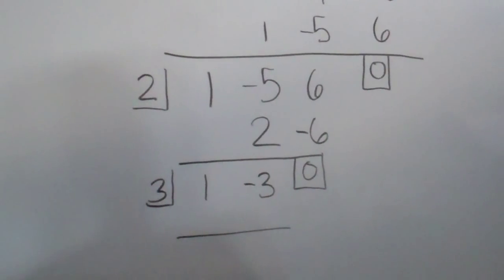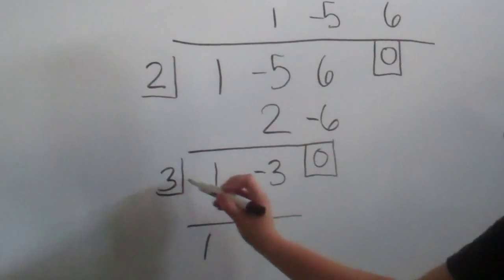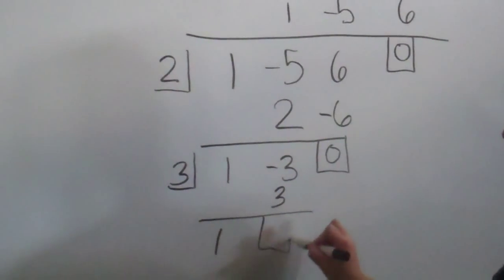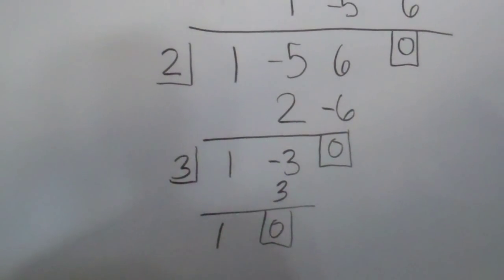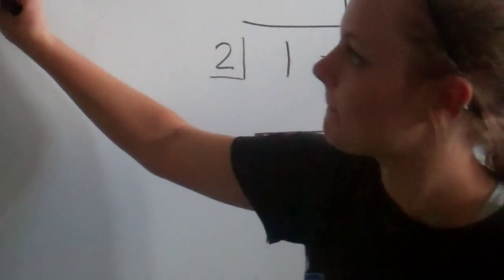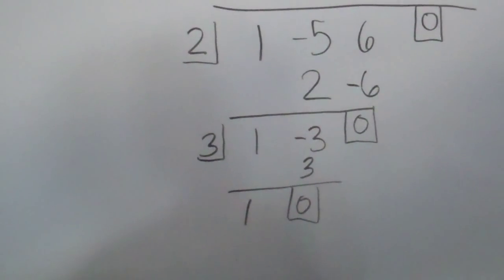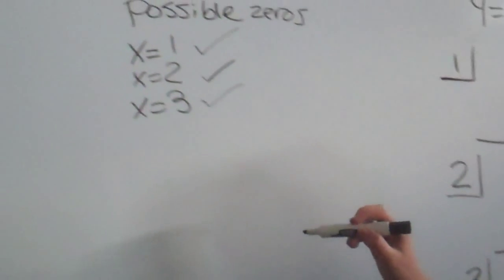So we bring down the 1. 3 times 1 is 3. Negative 3 plus 3 equals 0. So all of those zeros are correct. And our final answer will be x equals 1, x equals 2, x equals 3.